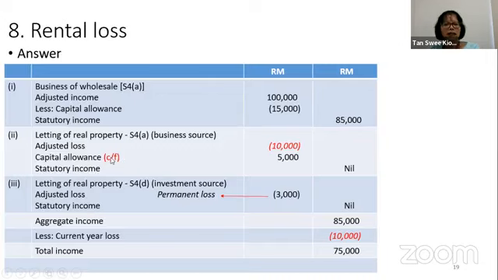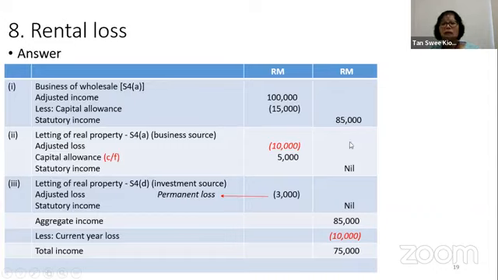Okay, capital allowance can be carried forward to next year to offset against next year's Section 4A business source income, if there is any. If there isn't, carry forward again. How about for Section 4D? Section 4D investment source, this rental loss of 3,000 cannot be carried forward, cannot offset against other sources of income. We call it a permanent loss.